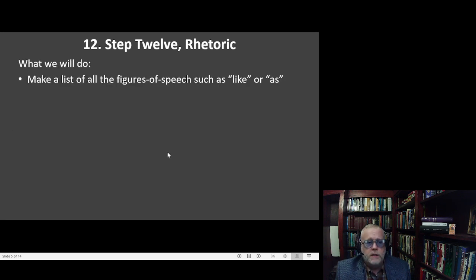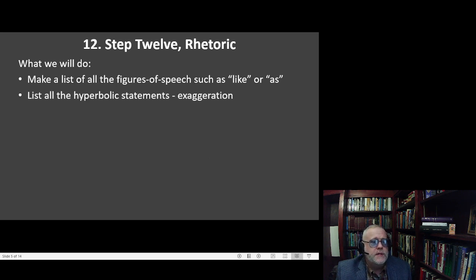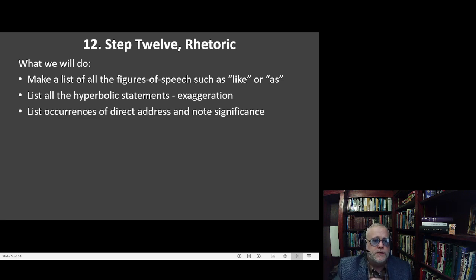What are you going to do here? Make a list of all the figures of speech, such as like or as, similes, metaphors, anything like that that you can spot. These are all rhetorical devices. List anything that's hyperbolic, any exaggerations. List the occurrences of direct address and note their significance. So whenever an author directly addresses someone, they do it for a reason. Note any diatribe, any questions back and forth.